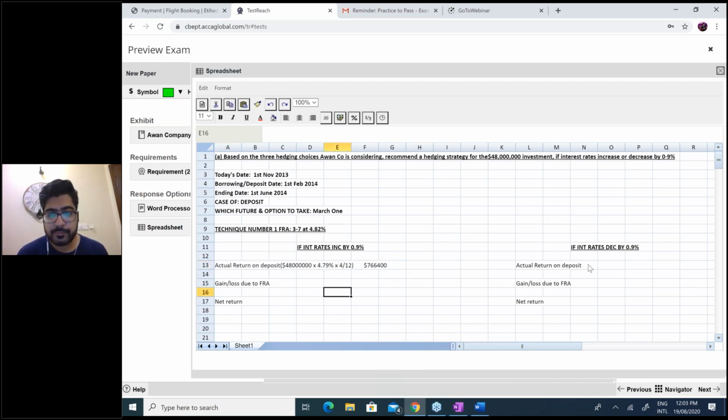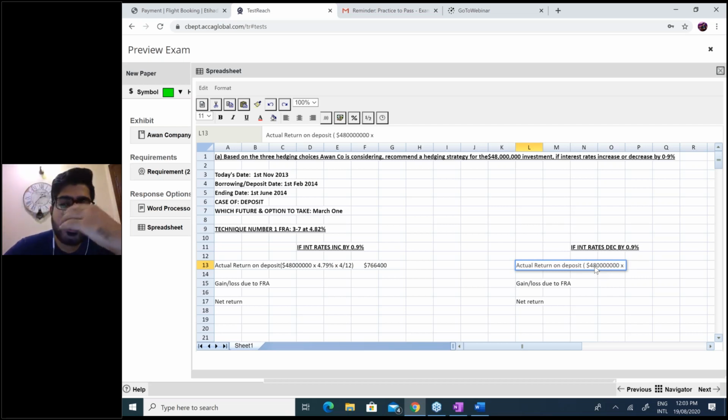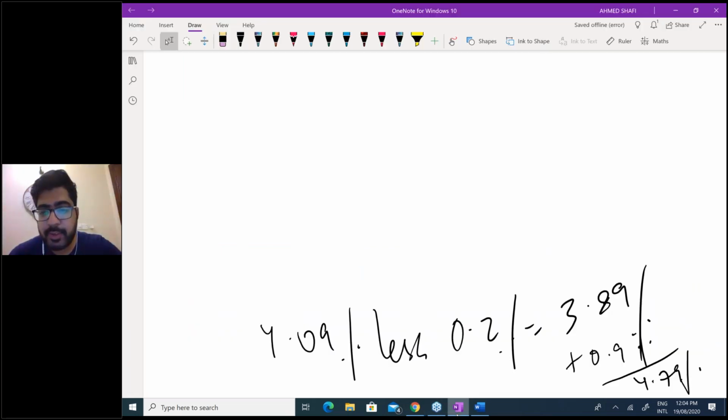Similarly, let's move here so that you get a sound idea. If interest rate decreased by 0.9, how to find actual return on deposit? Take the amount, $48 million, into actual interest rate. You can invest at interbank rate 4.09 less 0.2%, 3.89. If they decrease by 0.9%, you can only invest at 2.99%.